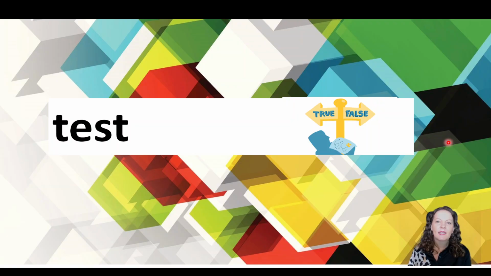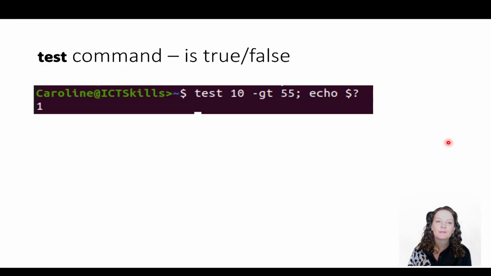Right, this test is just simply a test to know is something true or false. So the test command, that's all it does. Test if something is true or false. So whether 10 is greater than, GT, greater than 55. Test doesn't provide an output, but instead it returns the exit status. Remember that? Yes, of course you do. So your exit status then of 0 is true and 1 for false.